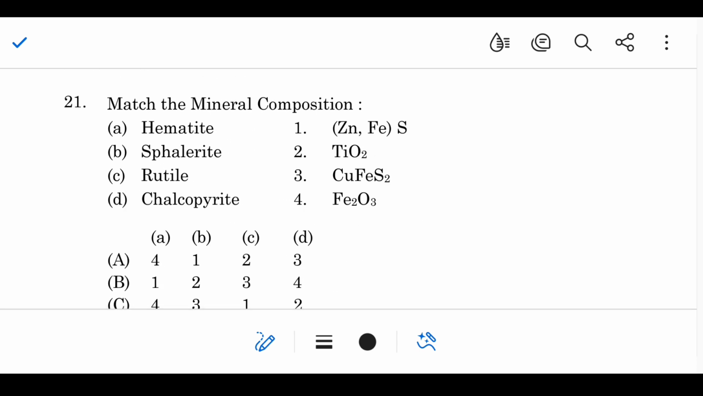Match the mineral composition: hematite, we know Fe2O3 is hematite, and sphalerite, zinc. Sphalerite is an ore of zinc.